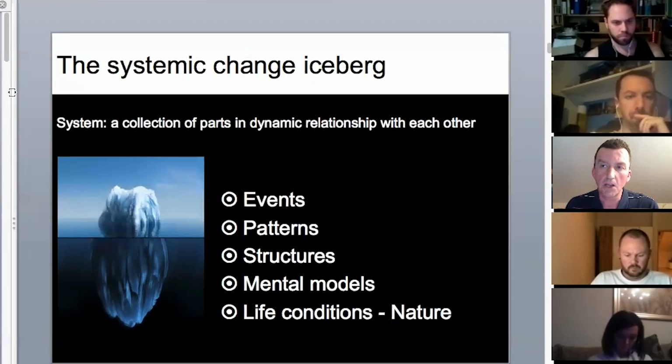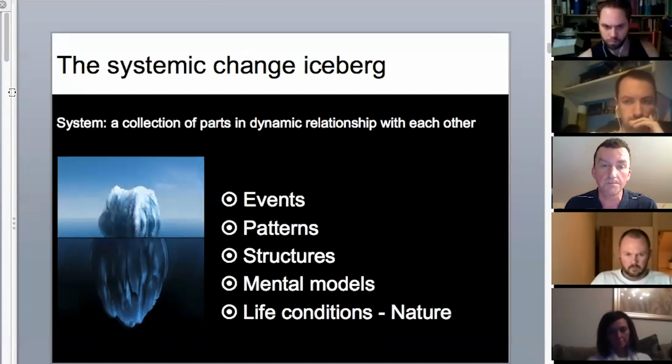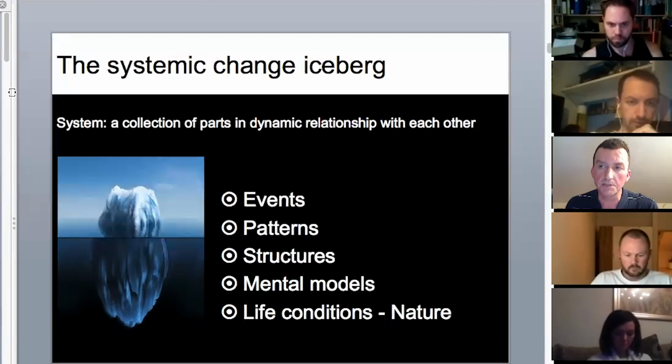If you spend a bit longer in a system, you'll start to see that there are patterns to those events, and so you can start to study them. If you want to create change and you start to change patterns, you'll change the events as well. Then if you spend much longer in a system, you'll start to see the structures that are really very fundamental to how the show is being run.